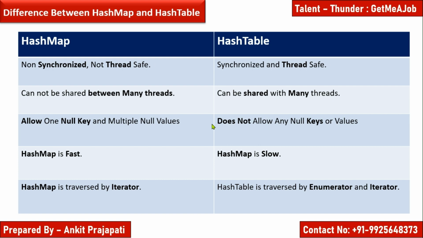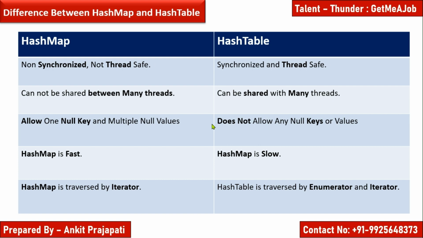Then you can always say HashMap is a bit faster because it is non-synchronized, and HashTable is a little slower because it is synchronized. In a HashTable we can share the object with multiple threads, but in a HashMap we cannot share the object with multiple threads. Then, in a HashMap we allow one null key and multiple null values, whereas in a HashTable we do not allow any null key or any null values. So this is the key difference.